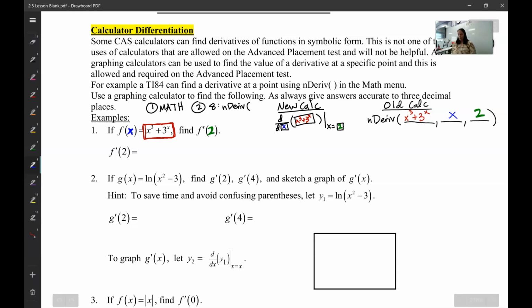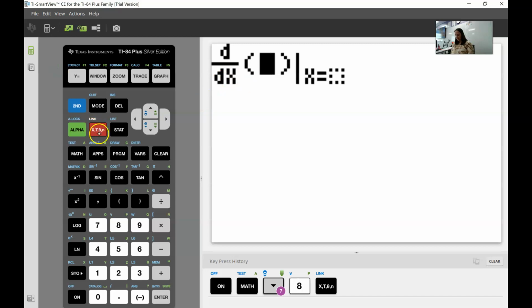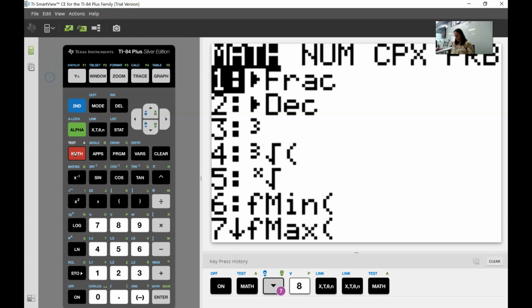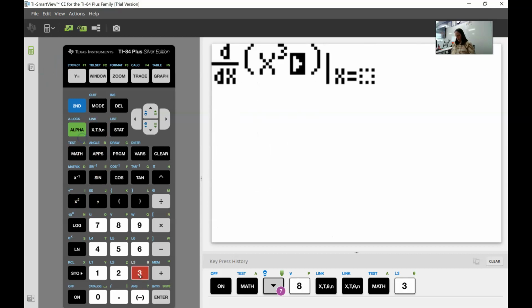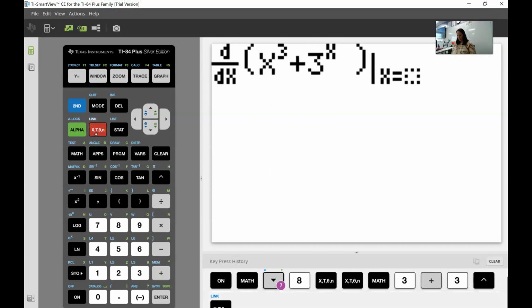Okay? So that's what it should look like no matter what calculator you have. Now I have the new one, so I'm going to go through and type this in. So d dx, I use my x, t, theta, n key for my x. Now I need to type in my equation, so that is x, and then math, I'm going to do cubed, x cubed plus 3 to the x. And then I've got my equation.